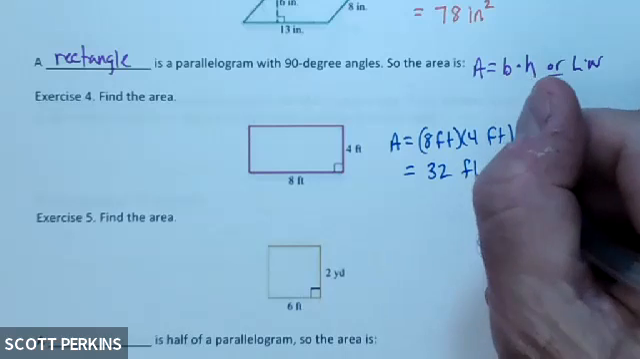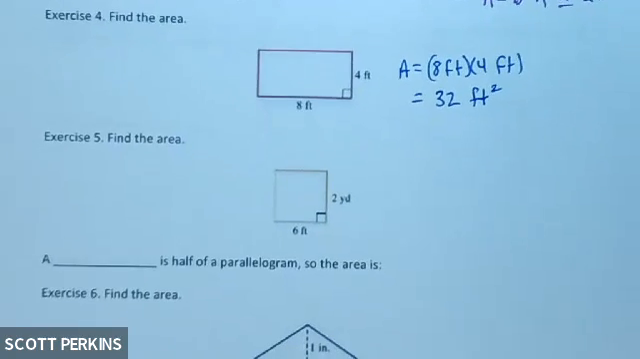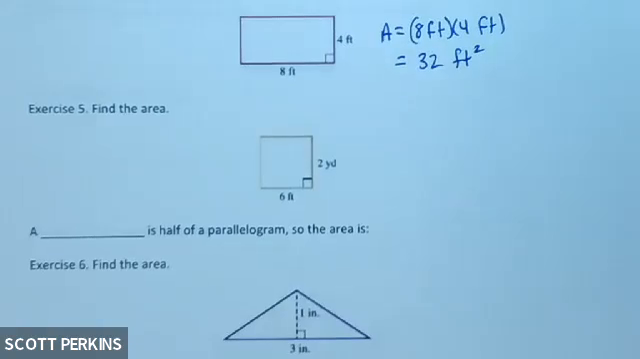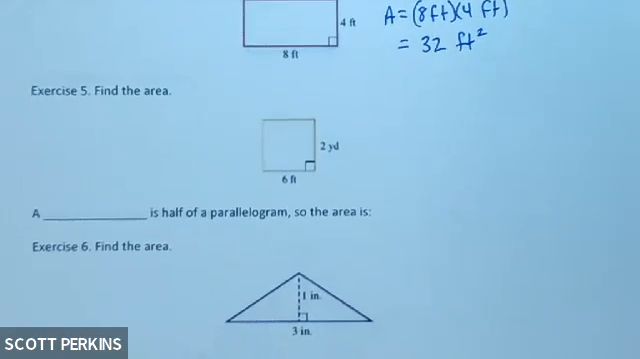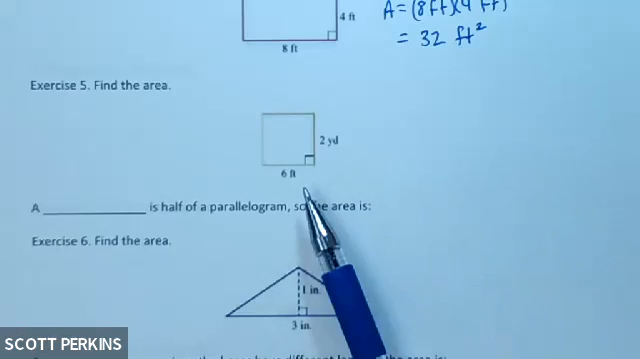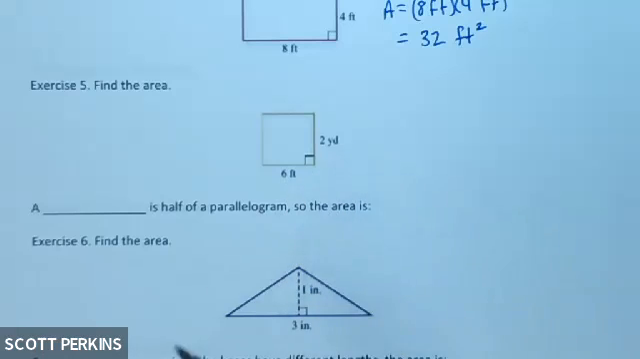Perfect, great job. The reason I've given you another fairly relaxed one, remember a square is just a specific type of rectangle. So again, I don't really need any new information. The reason I gave you exercise 5 is I wanted to make the point that your units have to be the same on both dimensions. Okay, so on this problem, we've got 6 feet as the bottom. We've got 2 yards as the right side.